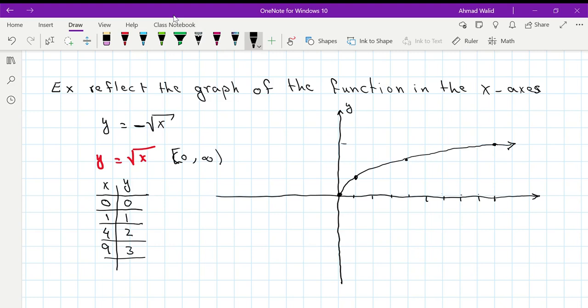Now, how to graph the negative, correct? The negative of it, multiply your y column with -1, correct? Multiply your y column with -1. Here multiply -1, here multiply -1, here multiply -1, here multiply -1. All the points are changing. This one becomes 0, this one -1, this one -2, this one -3.